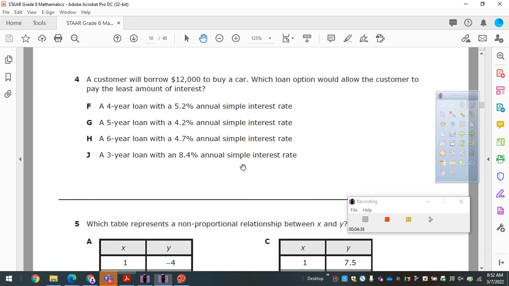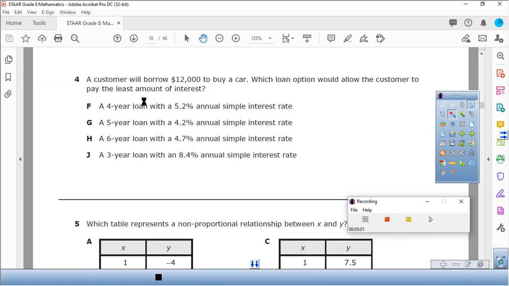Holy moly. The bad thing about this one is you've got to do it over and over again. If the customer borrowed that much to buy a car, which loan option would allow the customer to pay the least amount? There are different terms and different amounts, and they're all simple interest. So it's the same easy question, just with different numbers.